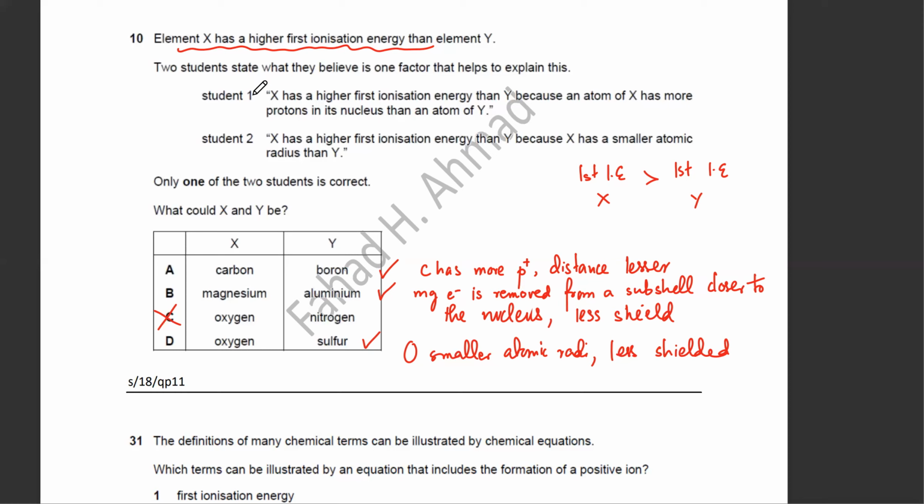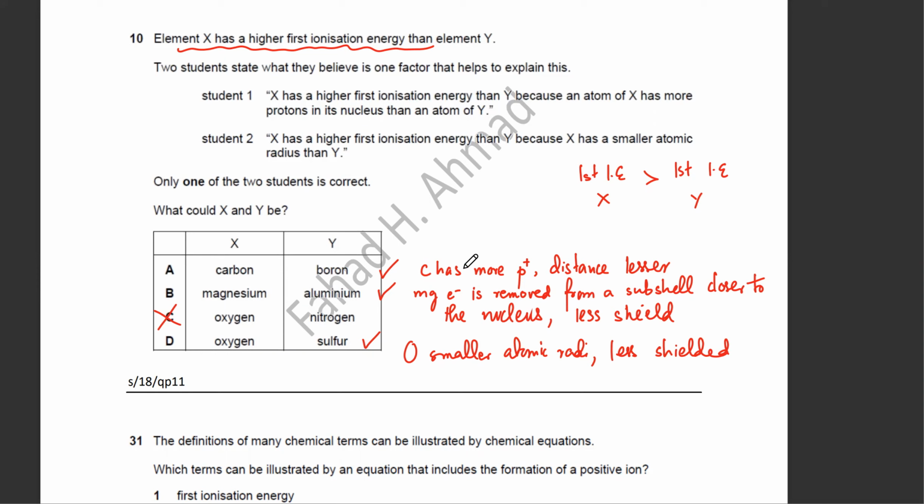Okay, again, more comprehension required. Student 1 and student 2. He says that only one of the students is correct. So one of the students has to be correct, the other one has to be wrong. So I've written down the explanation or reasons for that. Student 1 says X has a higher ionization energy than Y because an atom of X has more protons in its nucleus than an atom of Y.